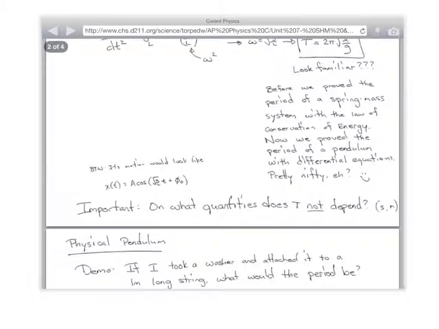So we're going to stop there. Tomorrow we'll pick up with physical pendulums.